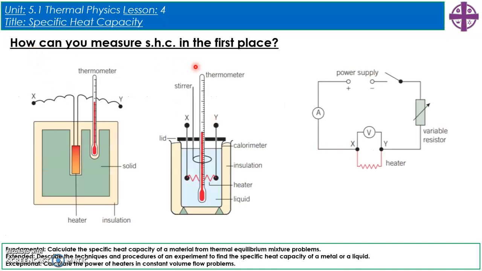So how can we measure specific heat capacity in the first place? Well, what I can do is get my solid object, my block of metal it might be, heat it up by applying energy to it using an electric heater, measure the change in temperature of it, measure the mass of it, and then use the equation. And this is what your circuit might look like with your heater in it. If you know the current, the voltage, and the time that current is flowing through it for, you can use energy equals IVT.